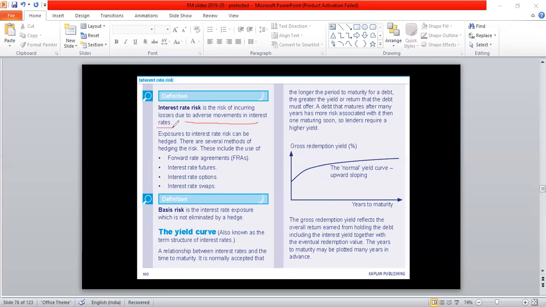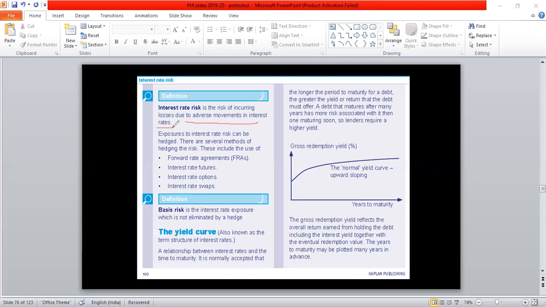Exposures to interest rate risk can be hedged. There are several methods of hedging the risk. Hedging is minimizing the loss, mitigating the loss. We call that hedging. So when there are fluctuations in interest rates, there may be losses arising. If there are losses arising, these losses can be minimized by way of hedging. What are the ways of hedging? Exposure to interest rate risk can be hedged. There are several methods, and these are the methods.